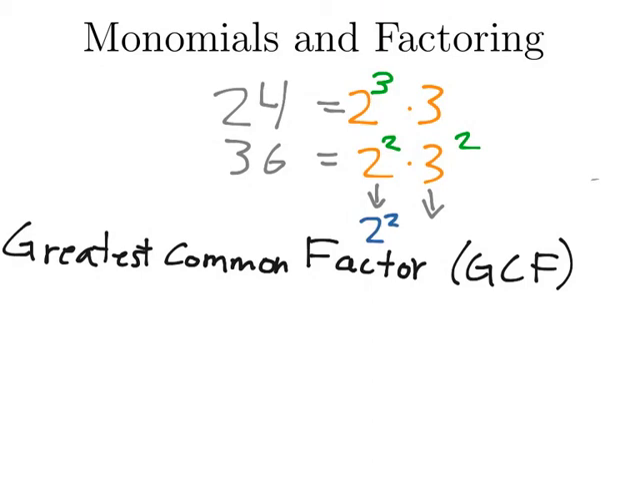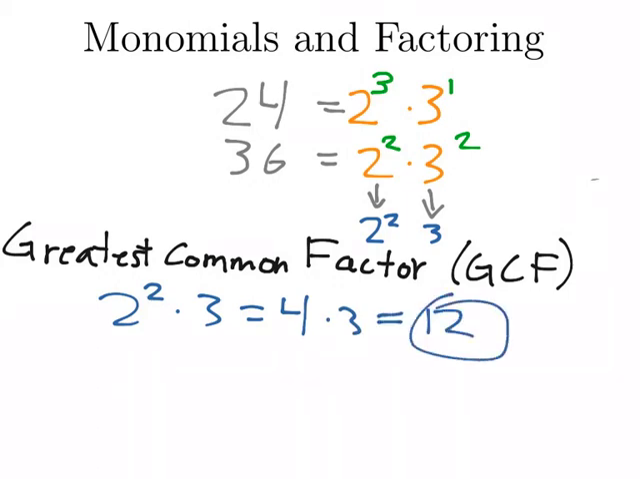And as for the 3's, well, the biggest one they have in common is just 3, because this is like 3 to the first power. So there I have 3. So 2 squared and 3 is the biggest thing they have in common. And if I multiply those together, that's the same thing as 4 times 3, or 12. So 12 is the greatest common factor of 24 and 36.